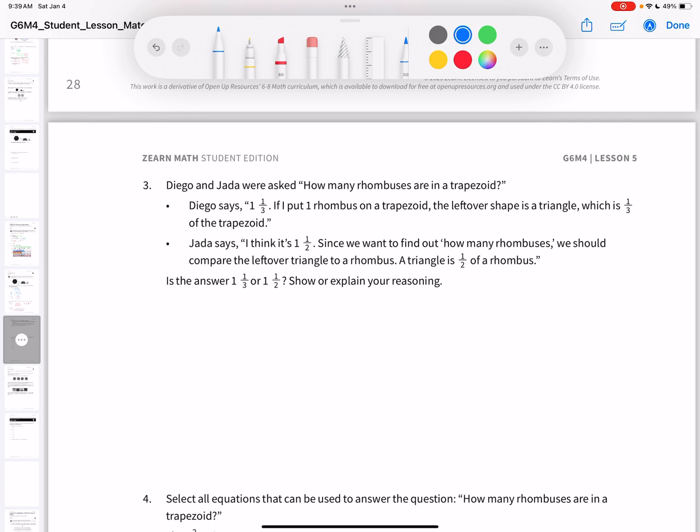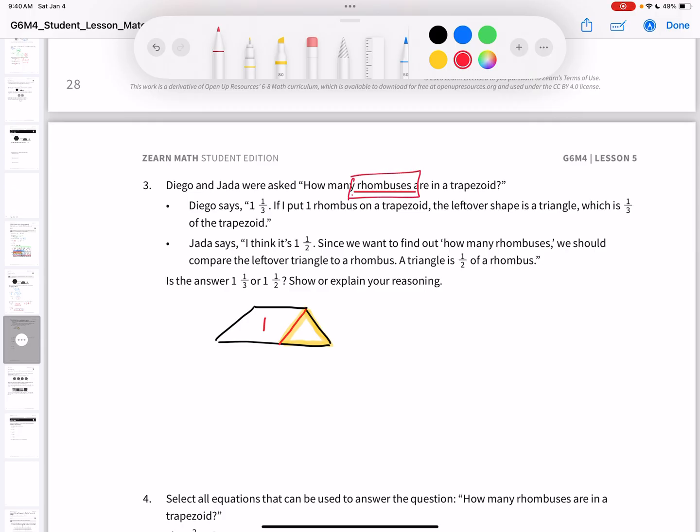So if we have this trapezoid, right? That's our whole. And we put a rhombus there, right? We are talking in rhombuses. So we have 1 whole rhombus, and then what we're really trying to figure out is this triangle. Is this triangle worth 1/2 or is this triangle worth 1/3? Well, if we're talking in terms of trapezoids, then that equals 1/3. We just talked about that up there. But we are talking about how many rhombuses are in there.